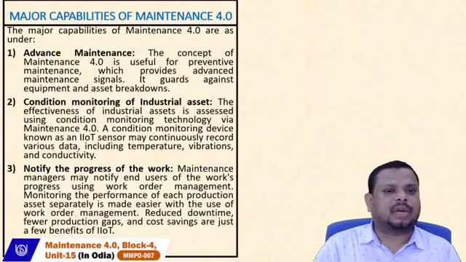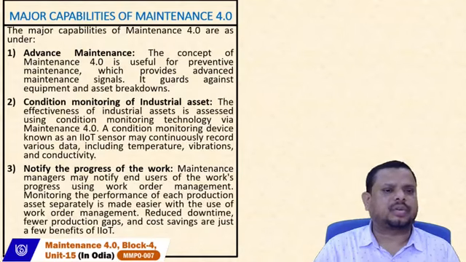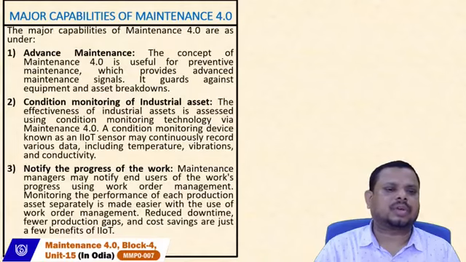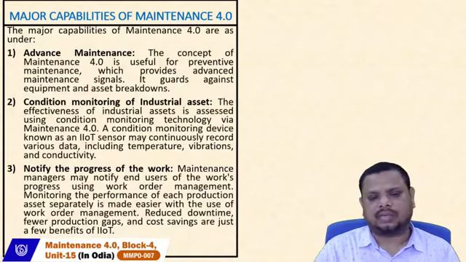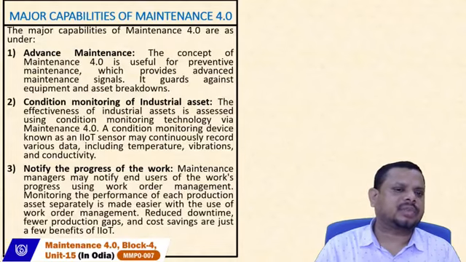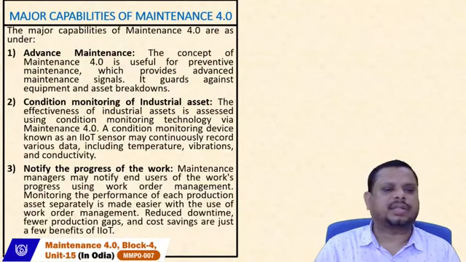The next one is major capabilities of maintenance 4.0. The first one is advanced maintenance. Under advanced maintenance, the concept of maintenance 4.0 is useful for preventive maintenance, which provides advanced maintenance signals. Through mobile apps or through a computer, you can easily identify various signals about irregularities, breakdowns, or any kind of difficulty that arises in operation departments, or in case of equipment or asset breakdowns. So advanced maintenance basically guards against equipment and asset breakdowns.